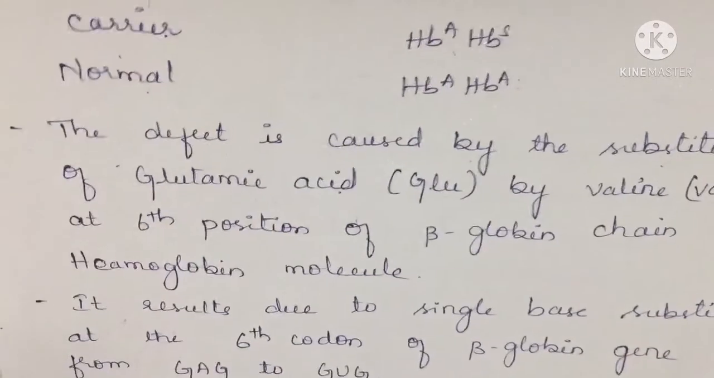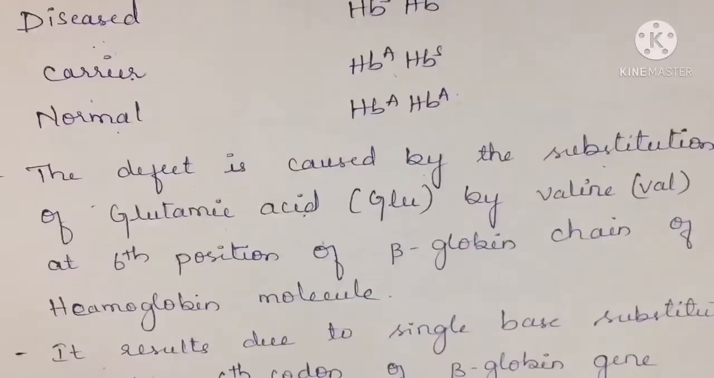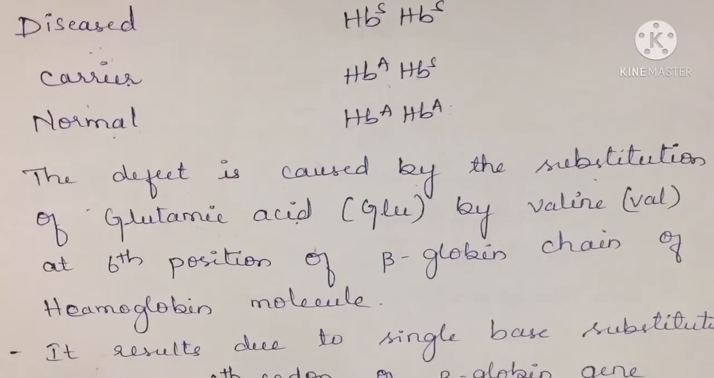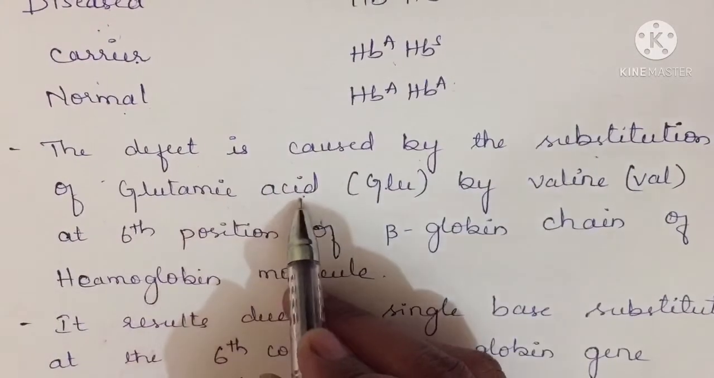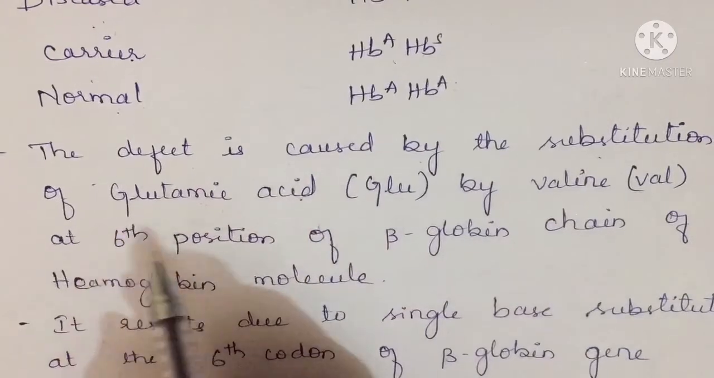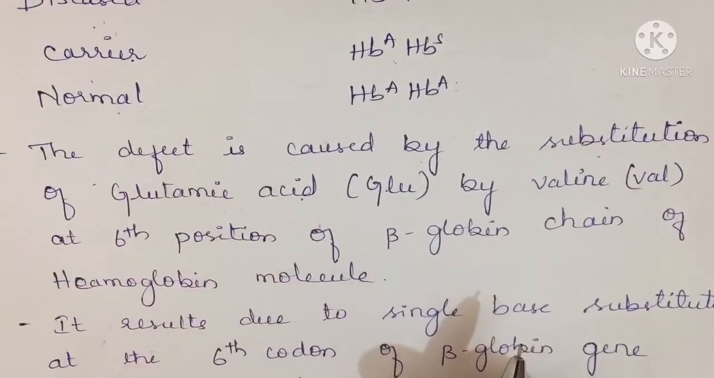The defect is caused by the substitution of glutamic acid by valine at the 6th position of beta globulin chain of hemoglobin molecule. Hope you understood this.